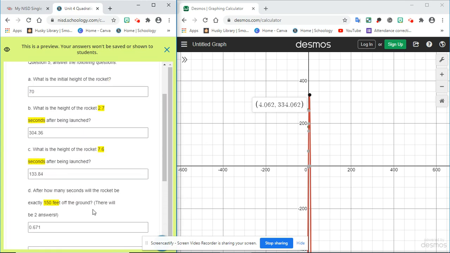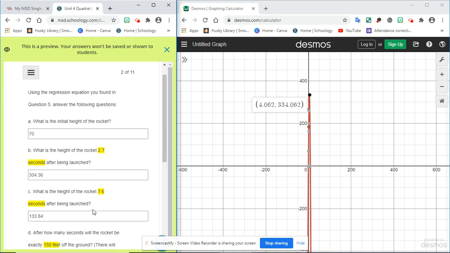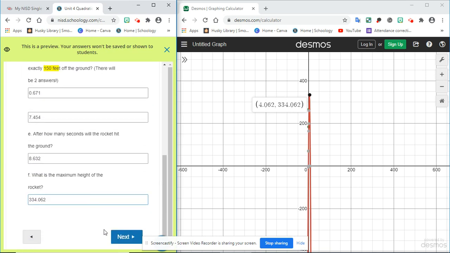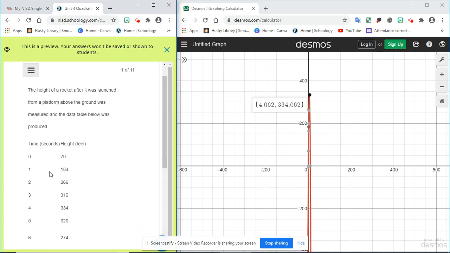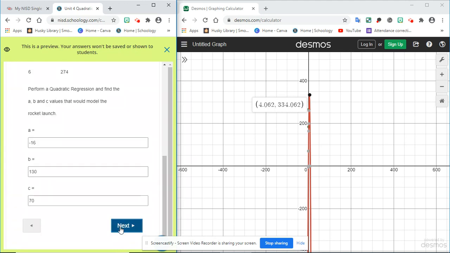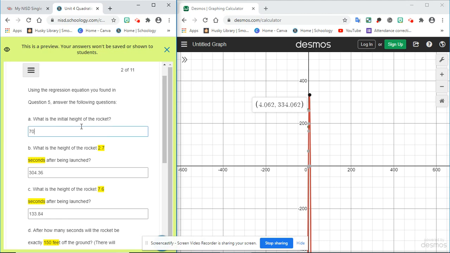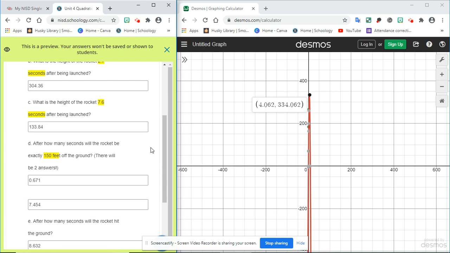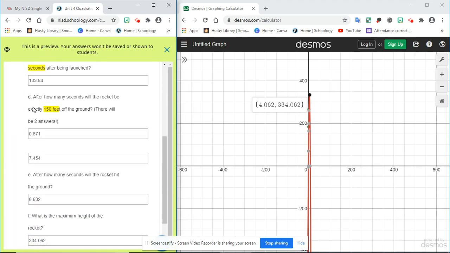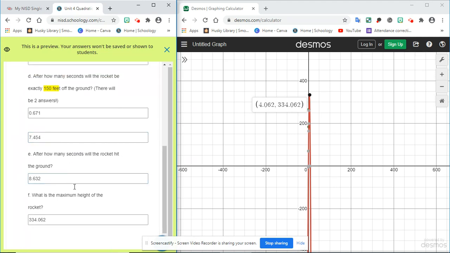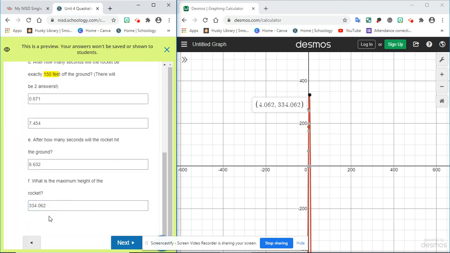All of these questions can be answered on Desmos if you understand what the variables mean, right? If you understand that the x variable is time, and the height is the y variable, then you understand which number to pick. So to quickly recap, the initial height of a rocket is going to be found in the y-intercept. When does the rocket hit the ground? Those are the x-intercepts, right? And then what is the maximum height? This one is the vertex.